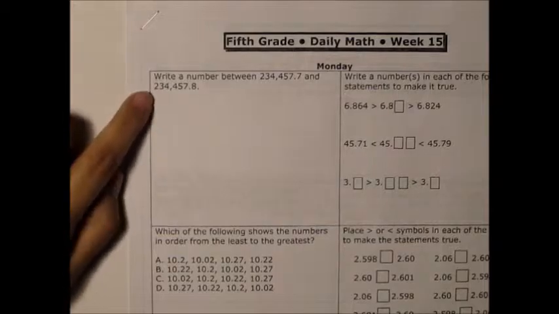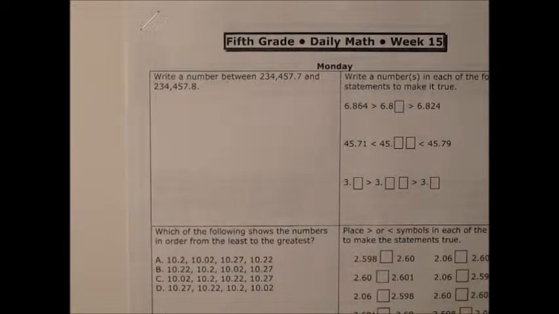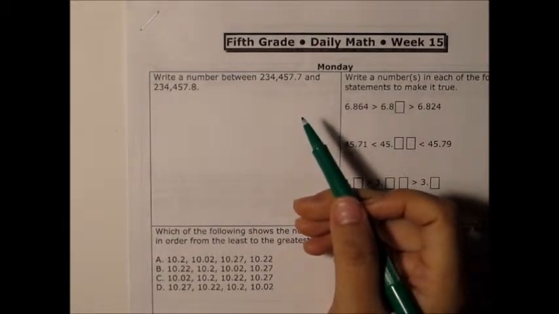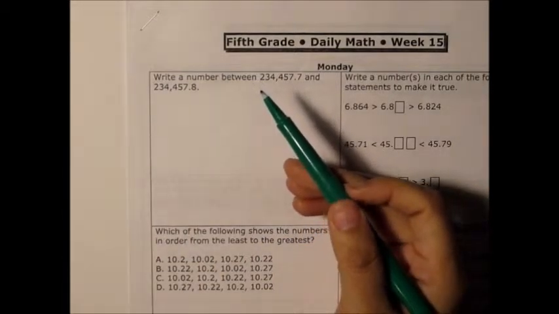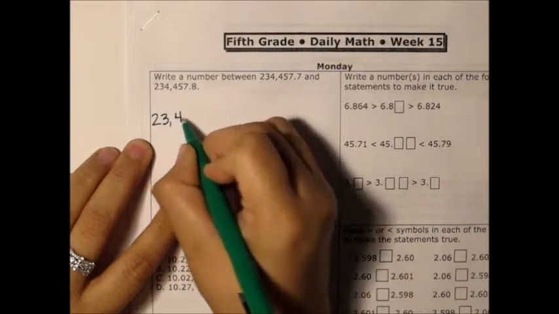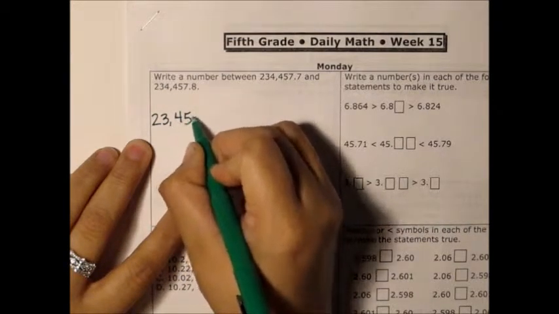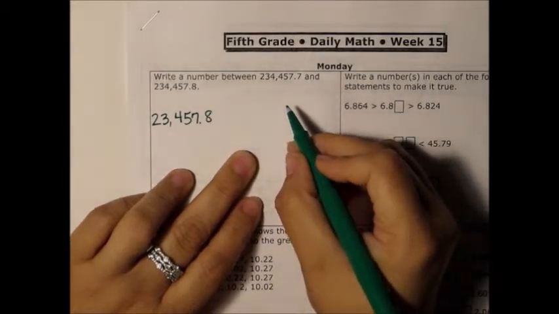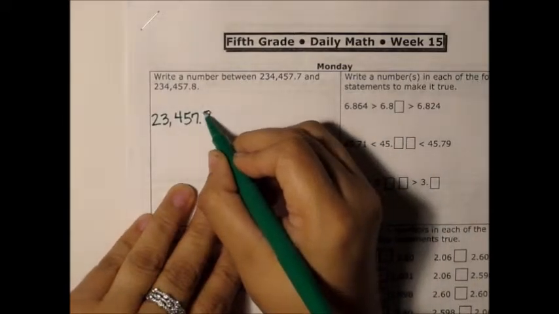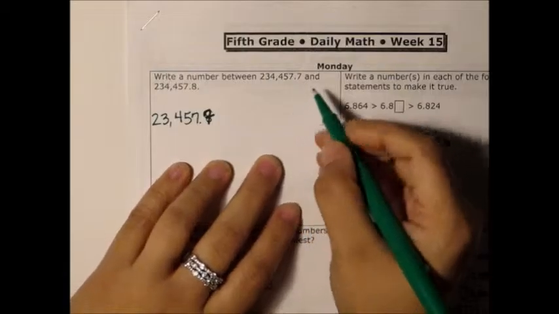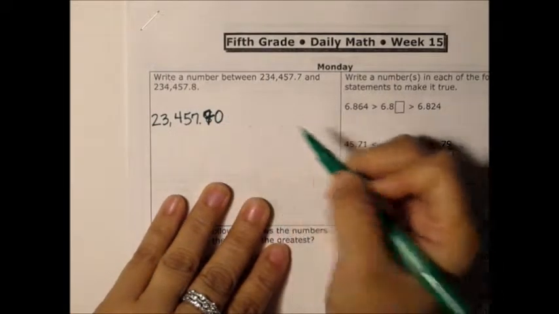Okay, the first question says, write a number between 234,457 and 7/10 and 234,457 and 8/10. So I'm just going to rewrite these numbers side by side, and it's asking me to pick a number in between. Should I not go ahead and put my imaginary zeros? I will.